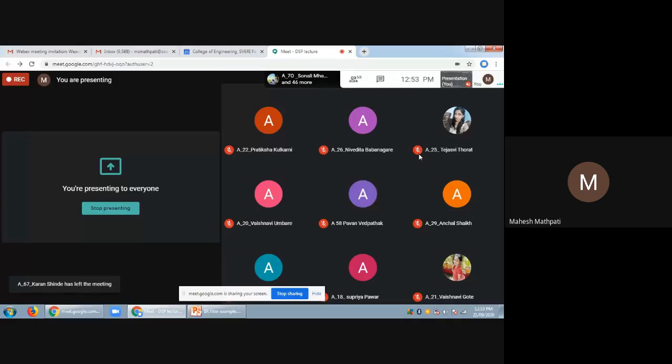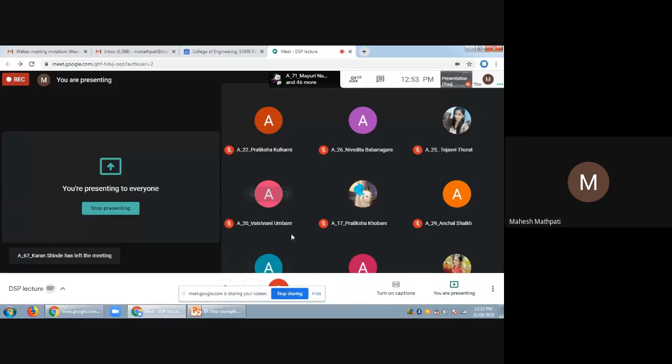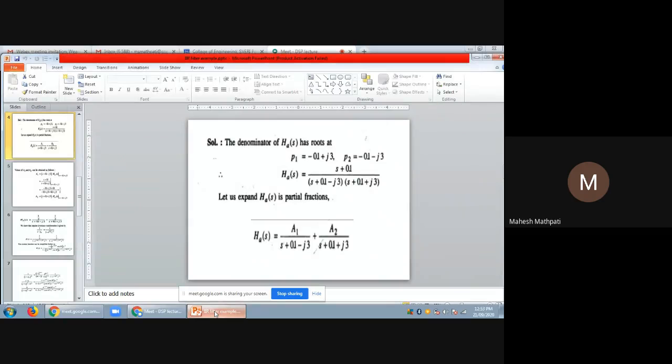Okay, so let me continue again. So what are the values of A1 and A2? Can anyone tell me? Yes, anybody has got the value of A1 and A2?